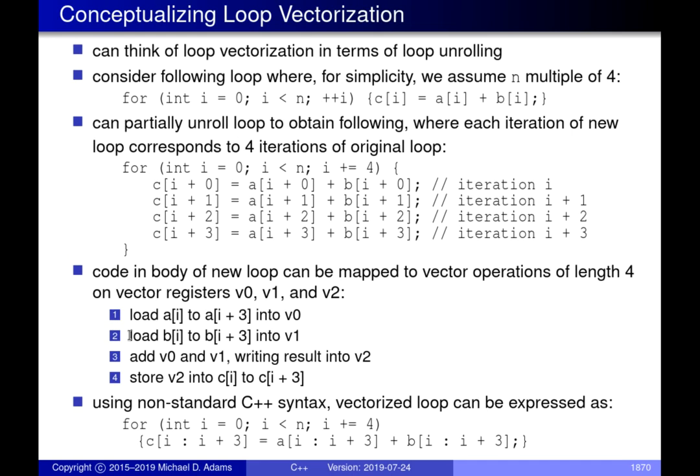So in terms of how we can think about loop vectorization, I find that a good way to understand what's going on is to think in terms of loop unrolling. This is a type of optimization that compilers often perform. If you've taken a course on compilers, perhaps you might have seen that term before. But the idea is very simple.